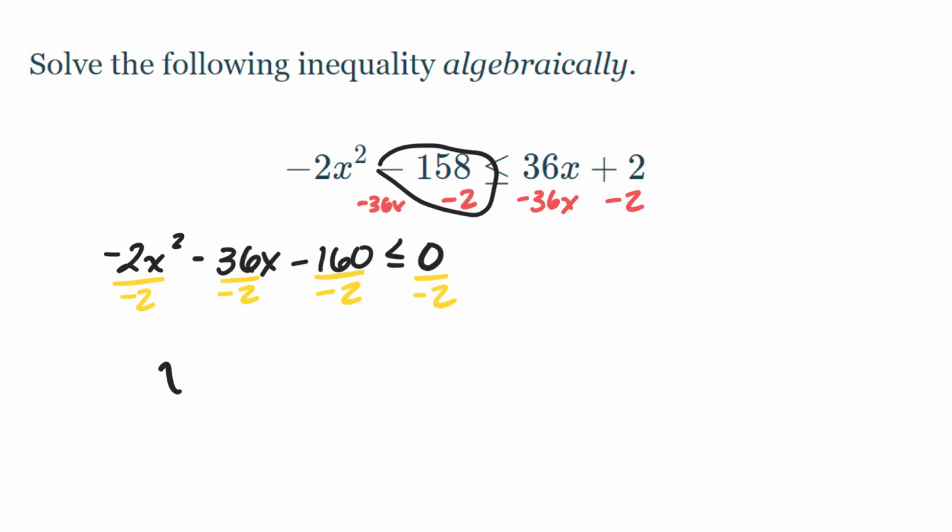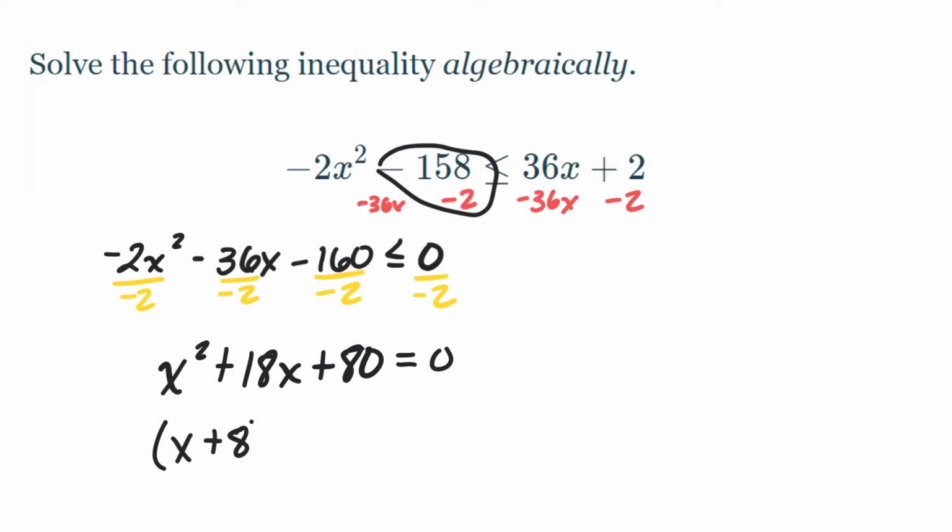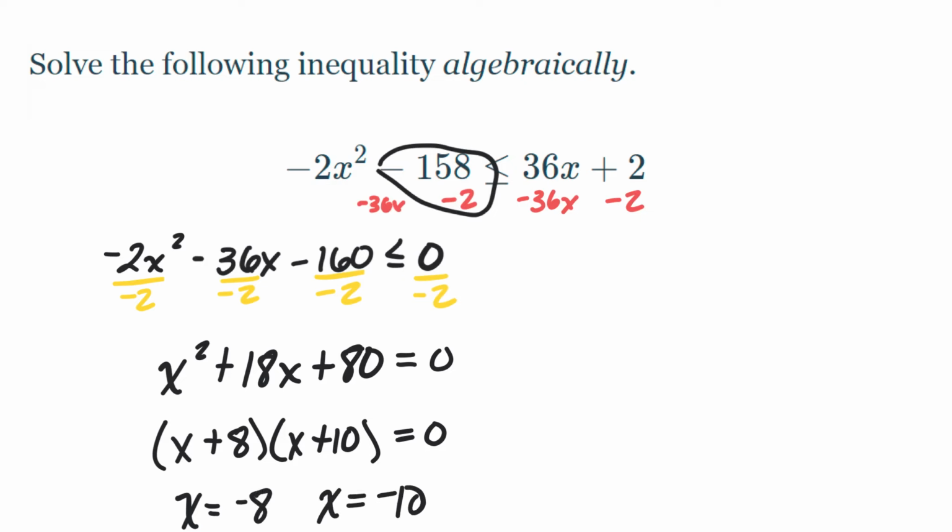So after we divide here, we have x squared plus 18x plus 80. And we're going to see where it's equal to 0, because we've got to test these values, because this could be shaped a number of different ways. So as we factor this, there are factors of 80 that can become 18. That would be both 8 and 10. So that means we would have a solution at negative 8, and we would have a solution at negative 10.